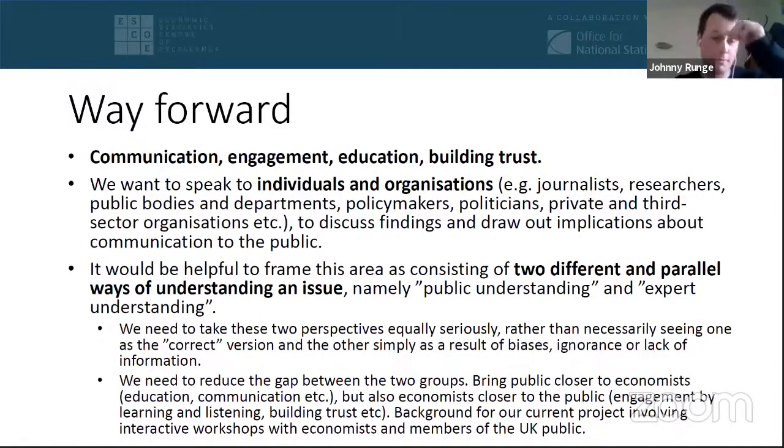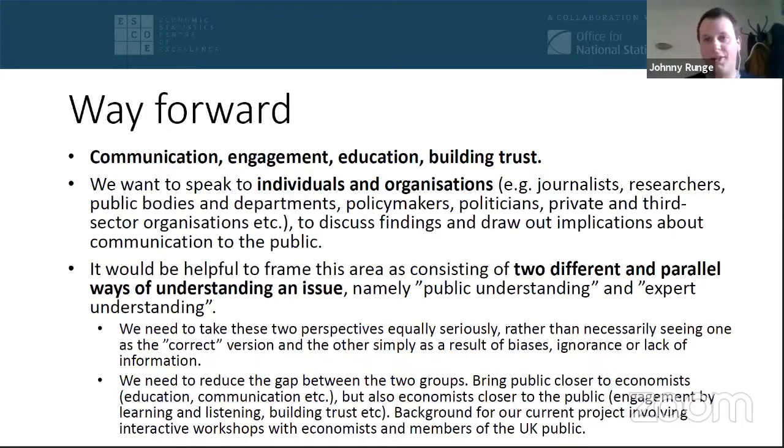What we'll do from ESCO and NISA and so on is that on the back of these findings, we're already speaking to individuals and organizations that are interested in these kinds of issues, and we want to discuss these findings and draw out implications about communication to the public. So if you want a more detailed seminar or something in your organization, please get in touch with me, and you can use that as a starting point for conversations about how we improve, as an organization, our communication to the public.